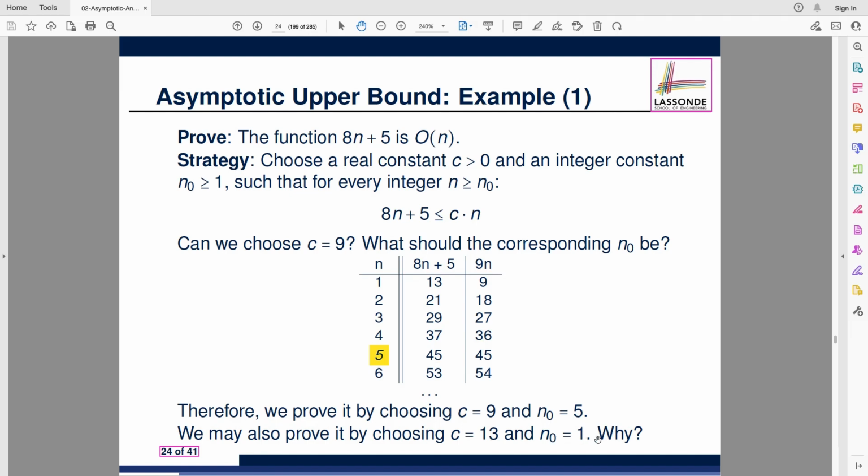How can you show that 13 and 1 is really a valid combination? You want to show that the upper bound holds between 8n plus 5 and 13n when n is equal to 1. How do you show that? Use a table like this. Okay? That's my hint to you. Make sure you can do that.